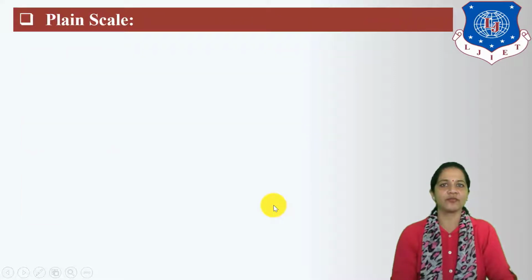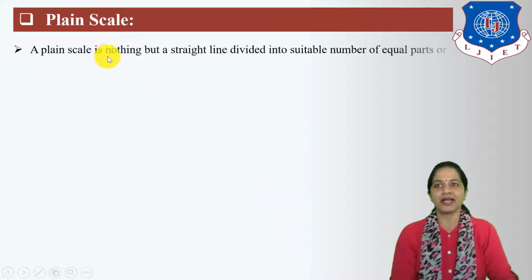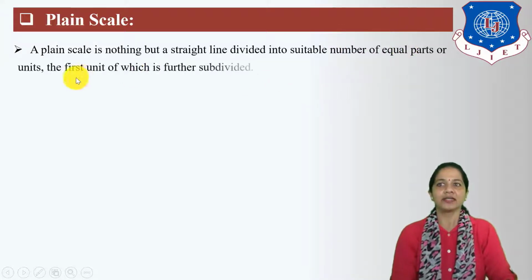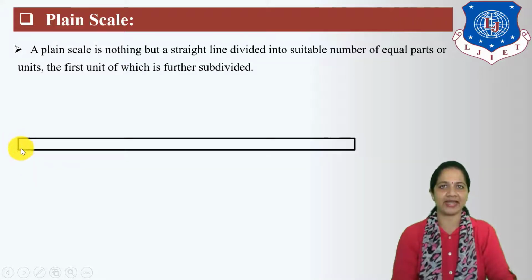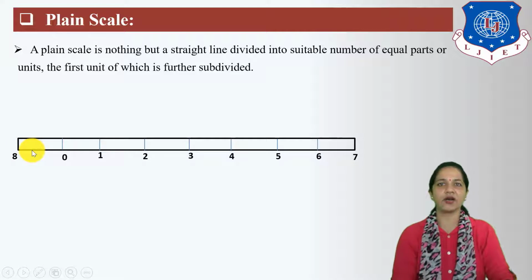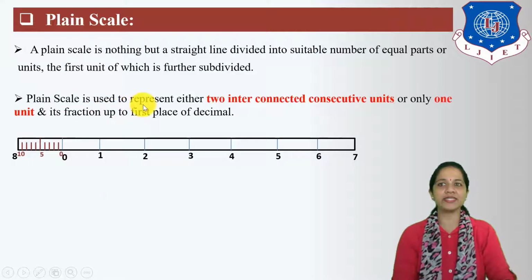Next, let us understand what a plane scale is. A plane scale is nothing but a straight line divided into a suitable number of parts or units, the first unit of which is further subdivided. Take the height of this straight line approximately 0.5 centimeter, divided into a suitable number of parts, with the first unit or division further subdivided. Now, a plane scale is used to represent either two interconnected consecutive units, or a unit and its fraction up to the first place of decimal.